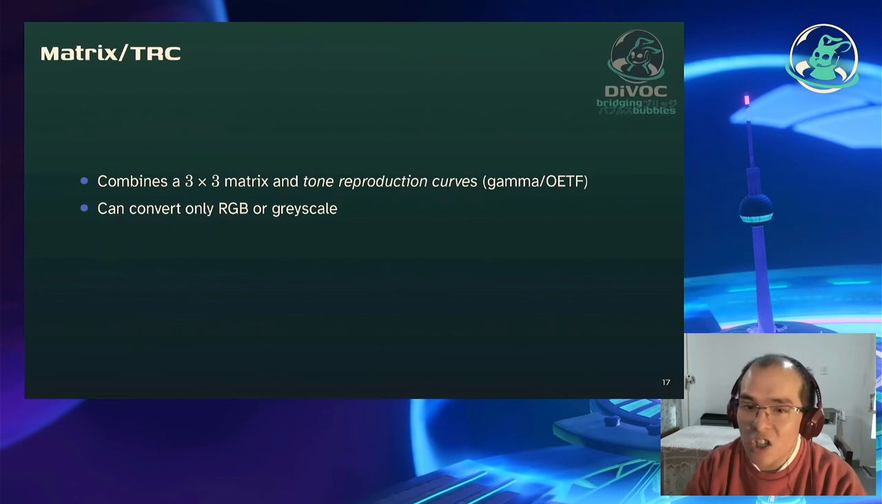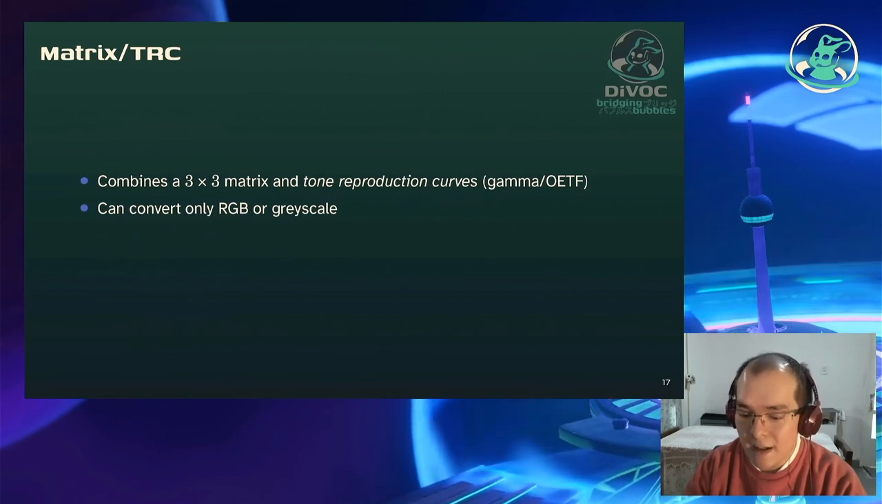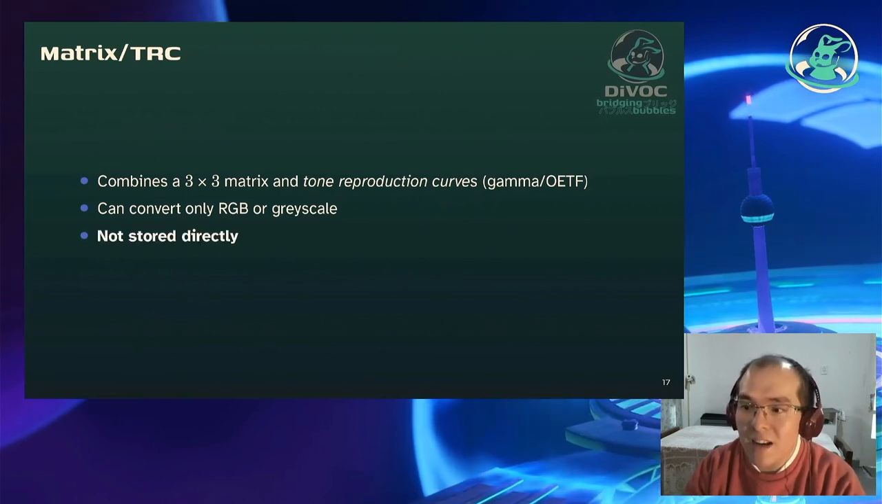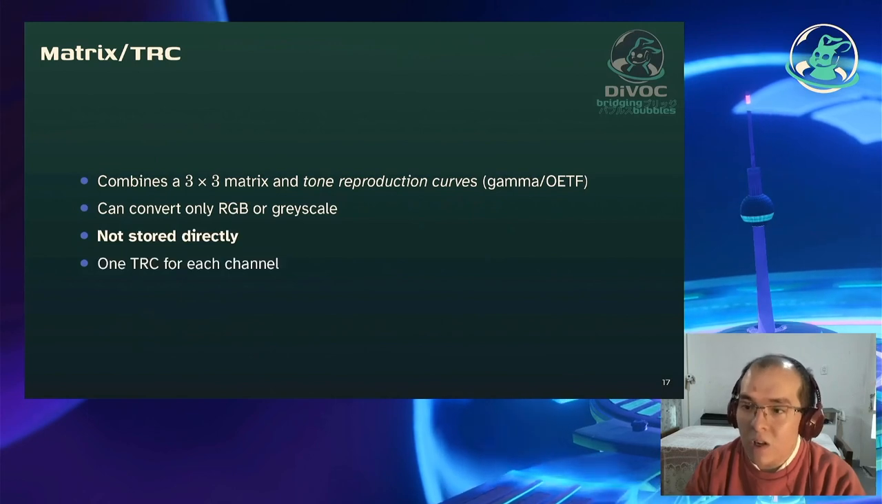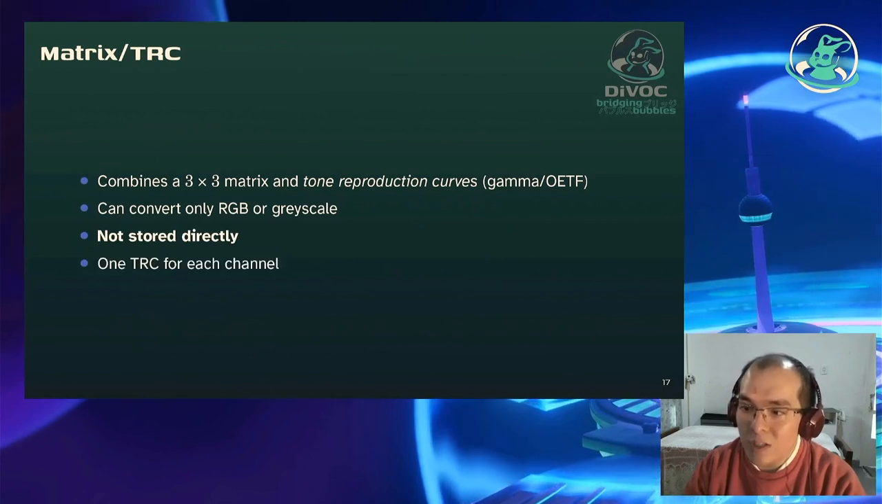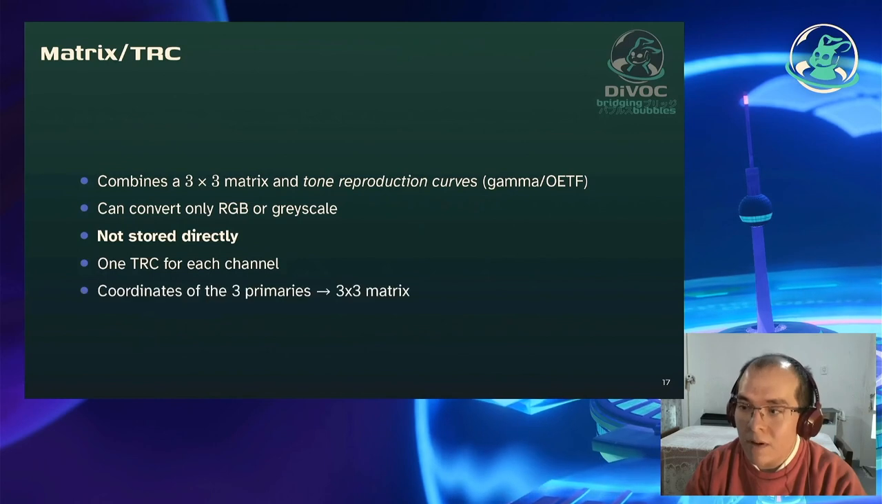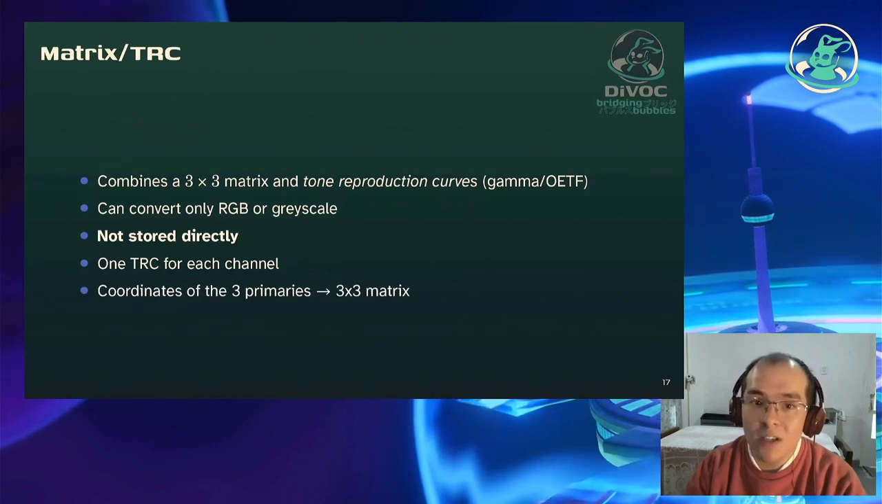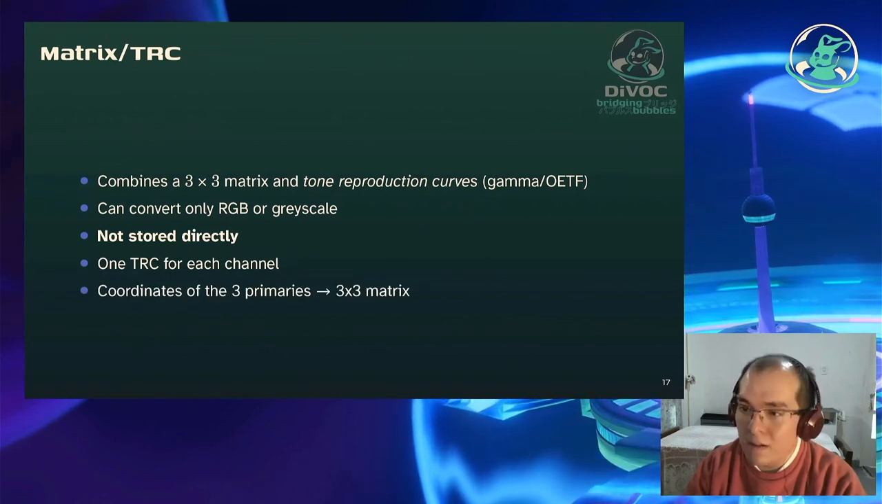This specification can only convert RGB color spaces or grayscale. And most importantly, they are not stored directly. You do store the tone response curve for each channel, but the matrix is derived from the coordinates of the three parameters.